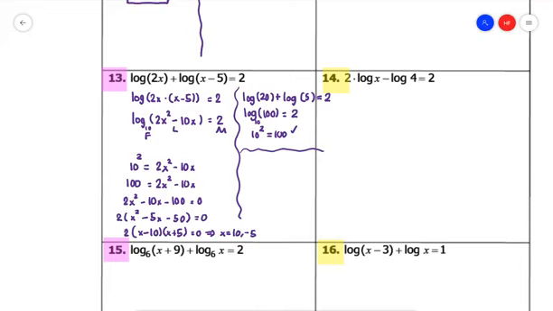Now let's check when negative 5 is what we're working with. So log of 2 times negative 5 is negative 10. Can't use it. So my answer is only x equals 10.